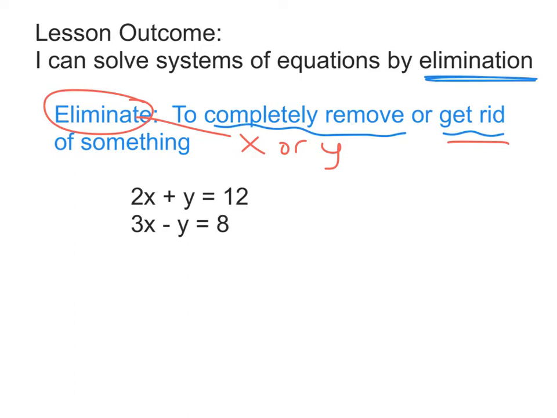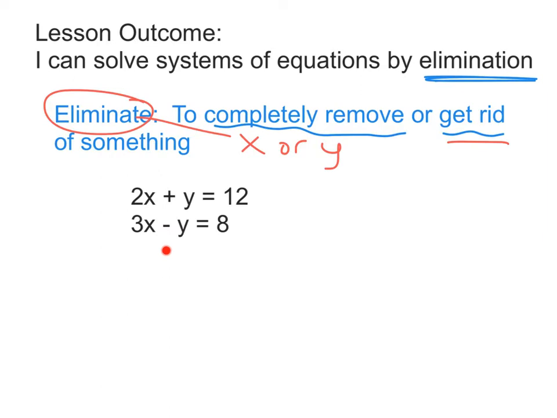And then, of course, we'll have to go back and get the other one because our solution is going to have both. But you'll see what happens in this first example. So we have 2x plus y equals 12 and 3x minus y equals 8. So here's what you're going to want to look for. You see right here that we have a positive y and we have a negative y.